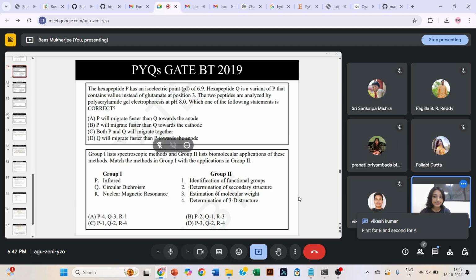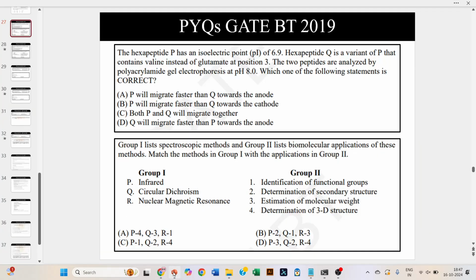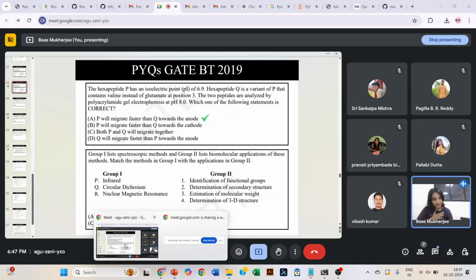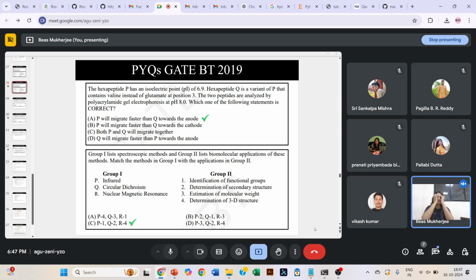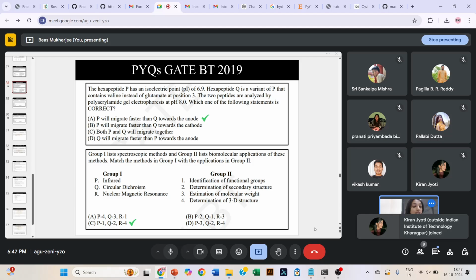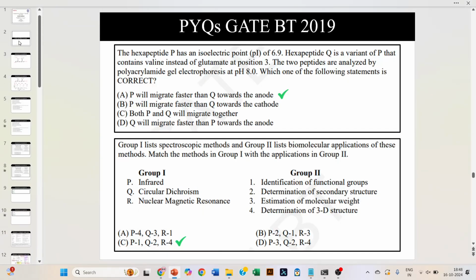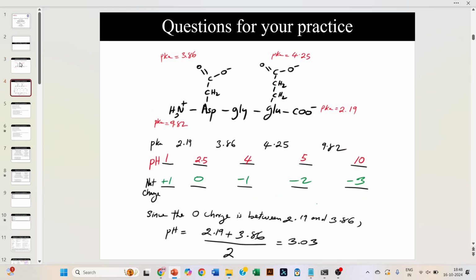Okay, let's see. We will look at the answer. So the first one is A. You guys are correct. And how is it A? We will go through that once. It is there in one of our previous slides. Why is it A? This is how you will actually have to solve it.